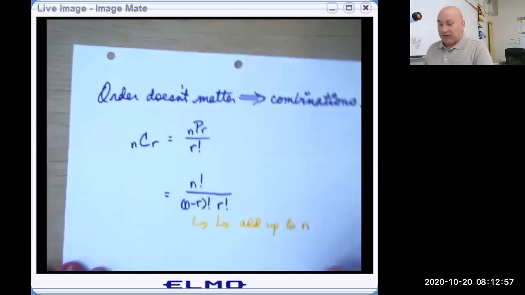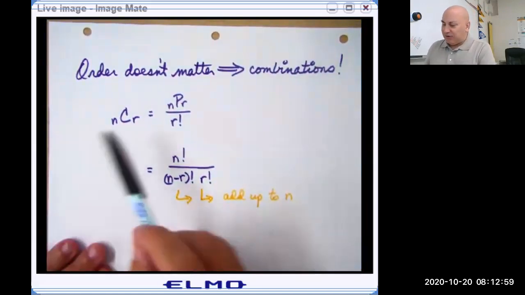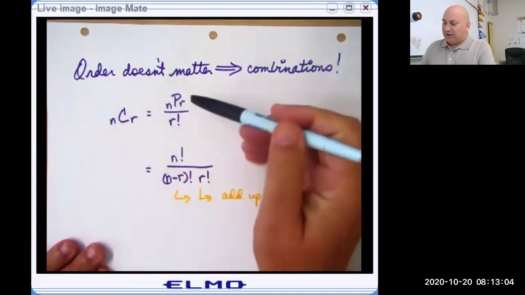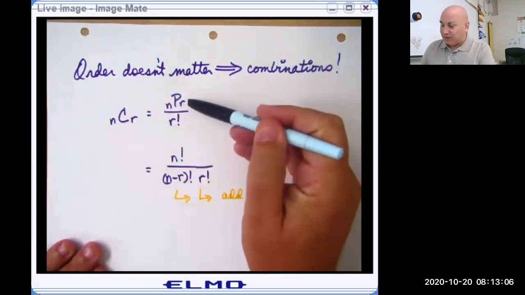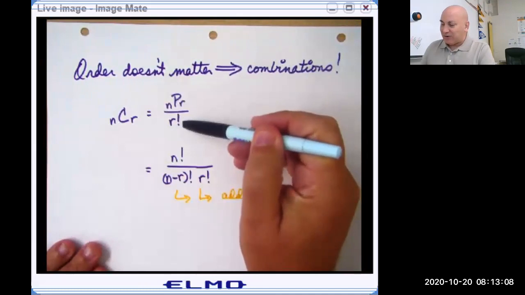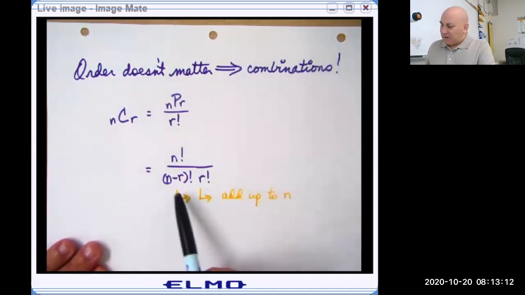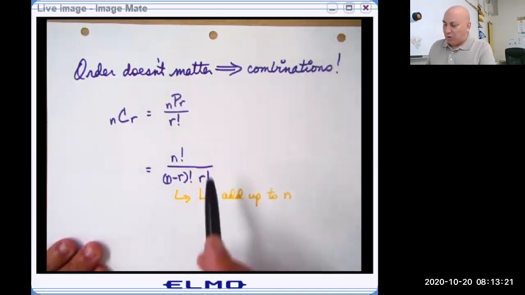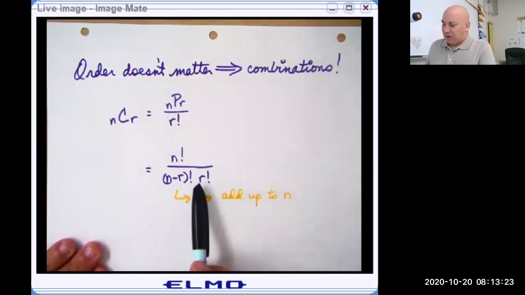So if order doesn't matter, we have combinations. In combinations, the number of combinations of n objects taken r at a time is the number of permutations divided by r factorial. So here's the number of permutations. And then dividing it by r factorial is the same as multiplying by 1 over r factorial.